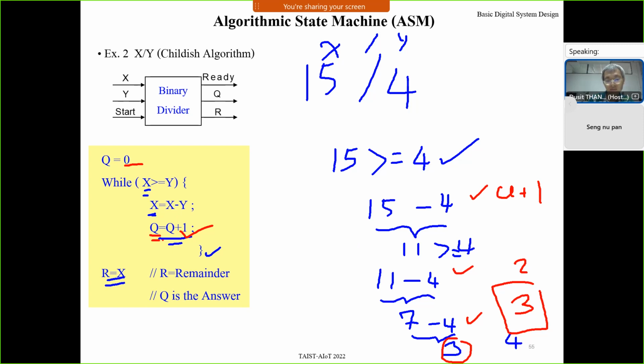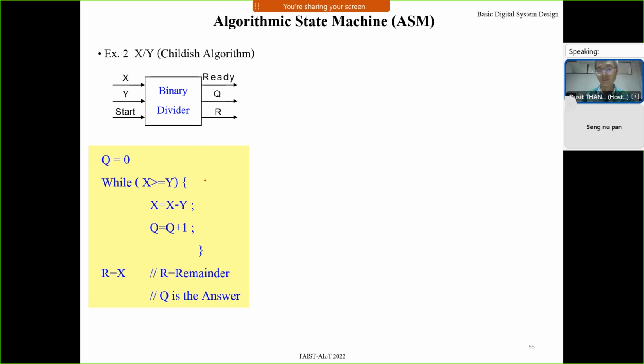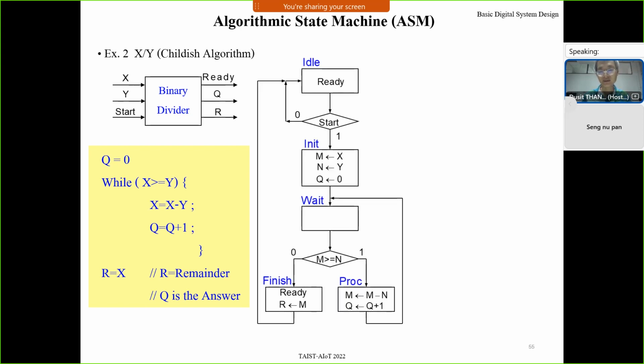And the remainder, for this sample, is 3. Okay, understand? Based on this algorithm, at first I write the ASM chart, like this. From this, you should be able to write this one.